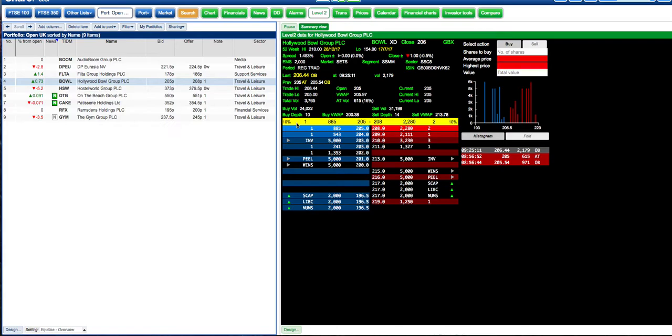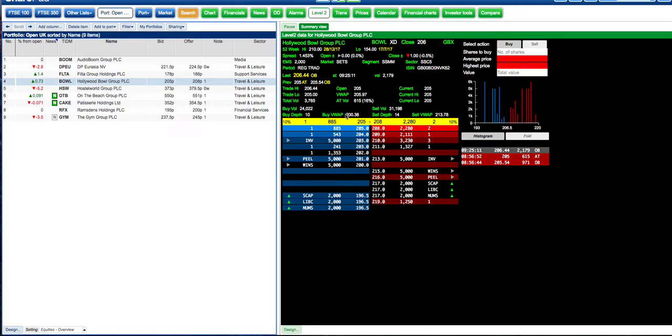So we can see that on the bid and offer, we've got 205 to 208. We've got 2 sellers and 1 buyer, and then we get to see the underlying structure of the order book. We get to see how many buyers and sellers at different prices there are. So there's 3 sellers here who want to sell a combination of 3,230 shares at 210.0.